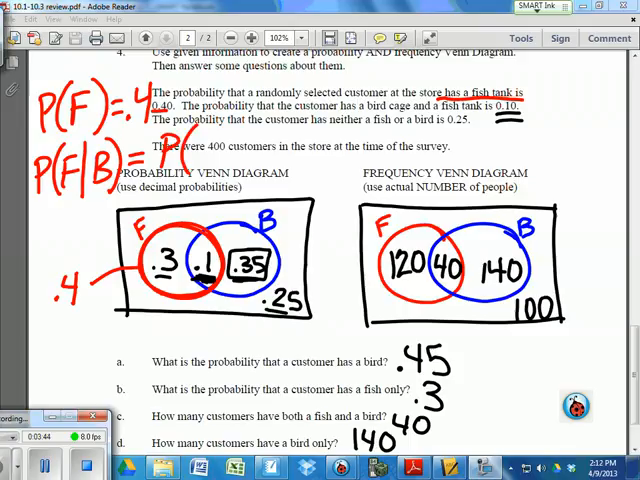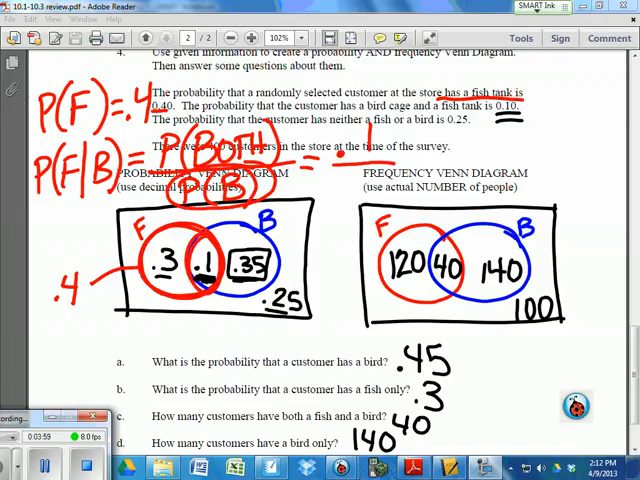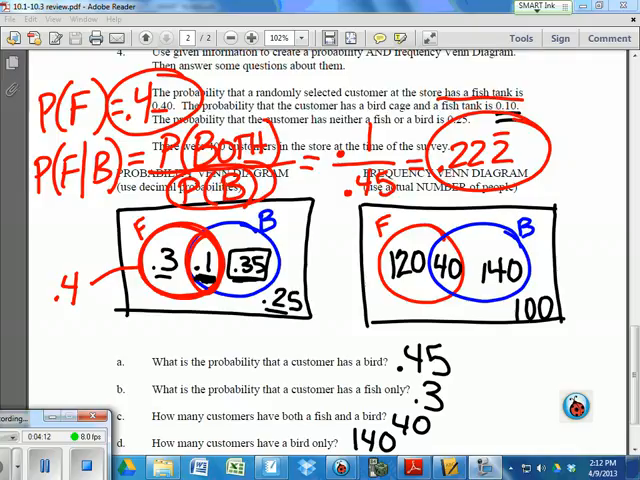we need to check to see if the probability of both divided by the probability of bird alone. Probability of both is right here. It's 0.1. The probability of bird is 0.45. That comes out to be 0.222, repeating. So if this number is different from this number, the two events are dependent.